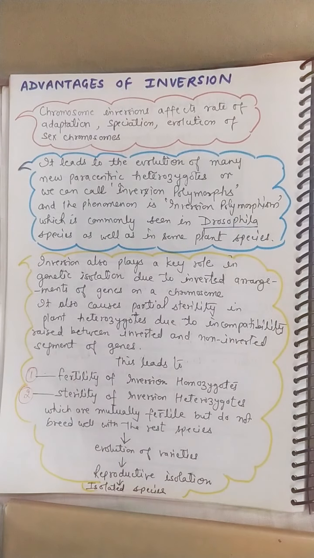Now there are two important topics related to inversion. Number one is crossing over in pericentric inversions, and number two is crossing over in paracentric inversions. That is the meiotic behavior of pericentric and paracentric heterozygotes. In the next lectures, we will discuss these two topics.